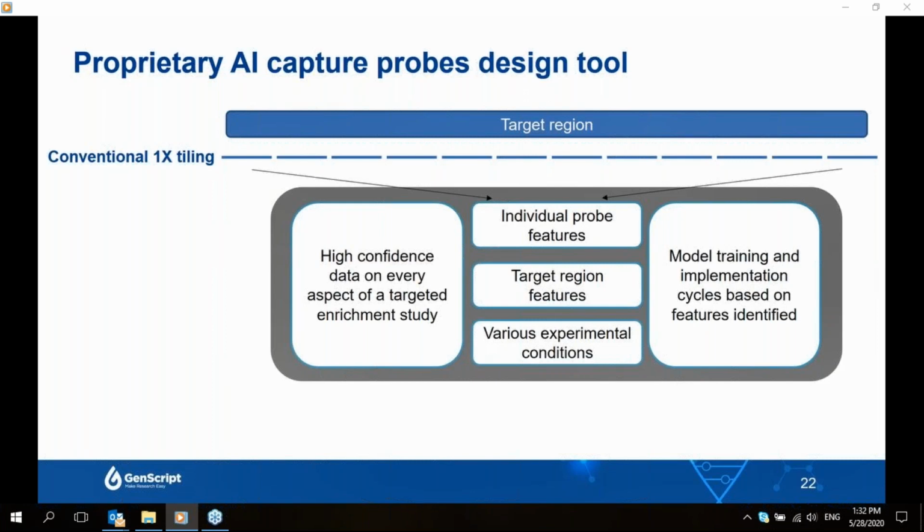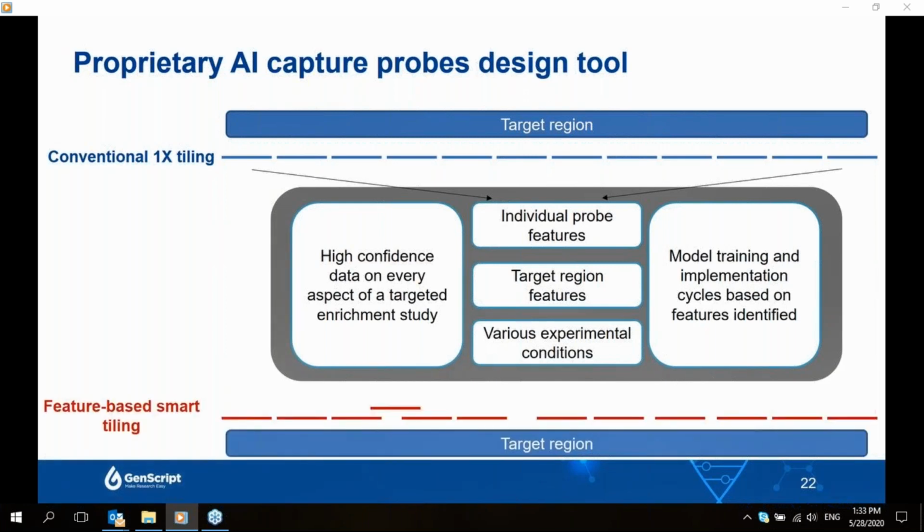And after a few iterations, the model and the features within the model got stabilized, and that gave us the tool we currently have, basically this black box that we use to design extensively for ourselves and for our customers. The end result of this black box or this model is twofold. The first is that we are able to better design probes against a target region, given the context of the GenFisher capture workflow and experiment conditions.